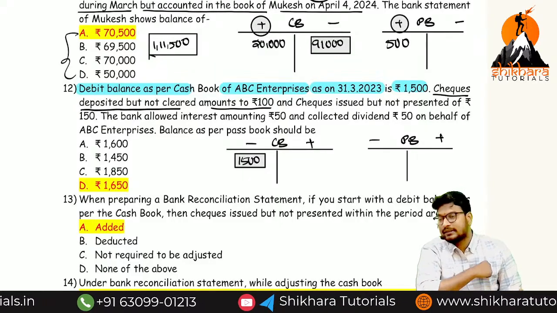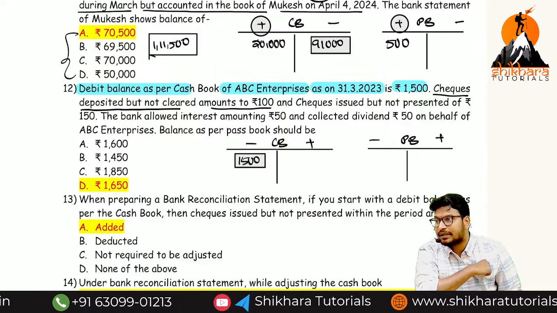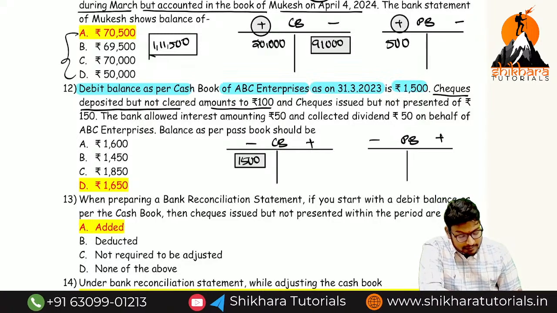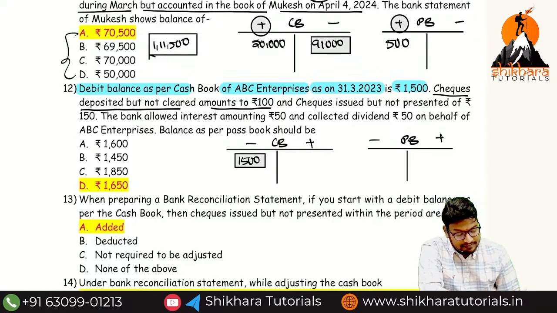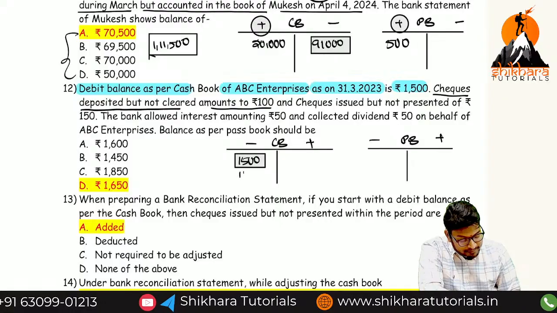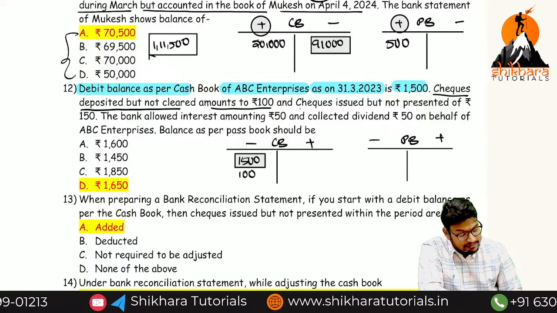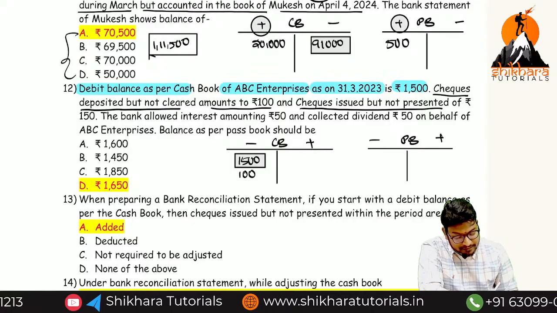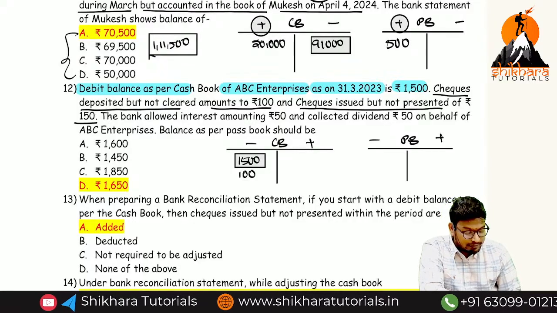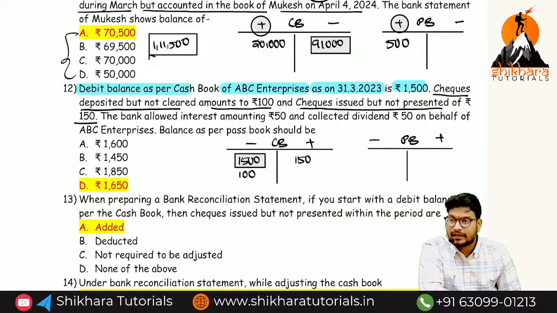This particular transaction is recorded in the cash book or passbook? Recorded in the cash book but not recorded in the passbook. Deposit means which side? Debit side, 100 rupees. Okay? So next one, the checks issued but not presented for payment of 150 rupees. Which side? Credit side of the cash book.